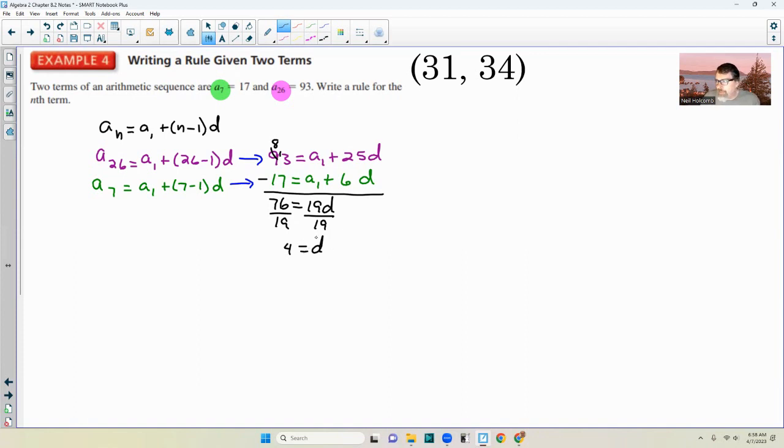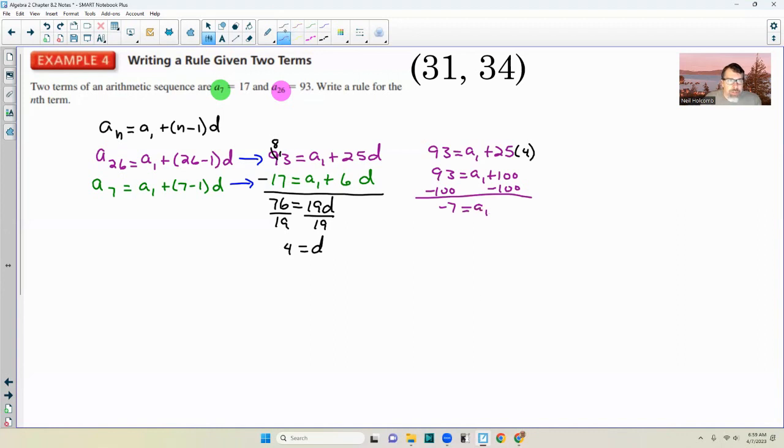So now what I can do is take the 4 and plug it in right over here. I'm going to take 93 equals a sub 1 plus 25, plug in my 4 right here and find my a sub 1. So I now know d, put d in the first line. 93 equals a sub 1 plus 100. Subtract 100 from both sides and we find our first term. 93 minus 100 is -7. And there's my first term.